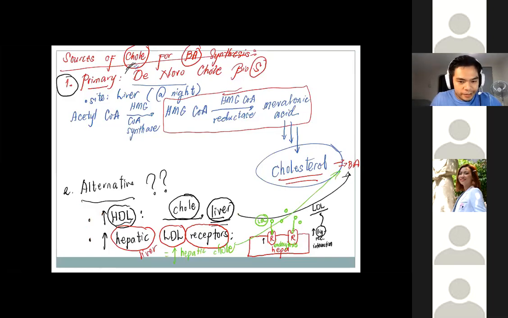bile acid synthesis. And of course, makinig, of course, kapag tumaas ang hepatic cholesterol, bababa ang blood cholesterol. Kasi nga, nagpasukan sa liver, naiwasan sa blood. Okay? So bumaba siya, napunta sa liver. Ganun ang nangyari sa alternative source.